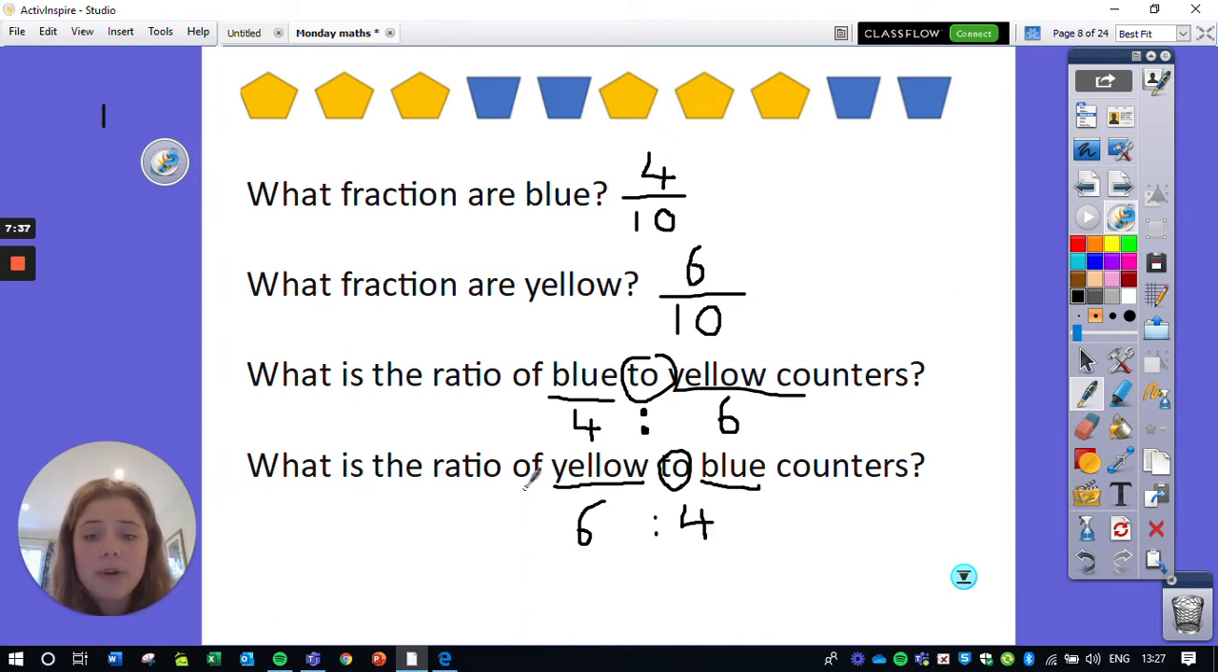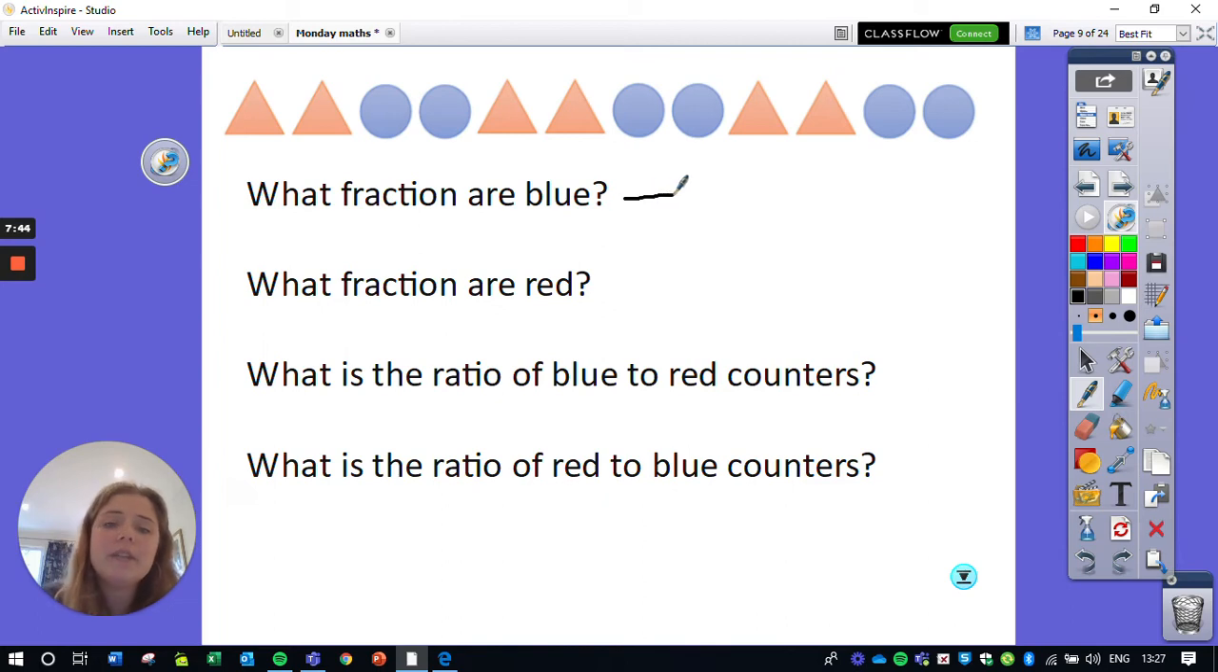So make sure when you're reading your ratios, you're paying attention to which way round your order's going. Okay, let's have a go at this one then. What fraction of these shapes are blue?